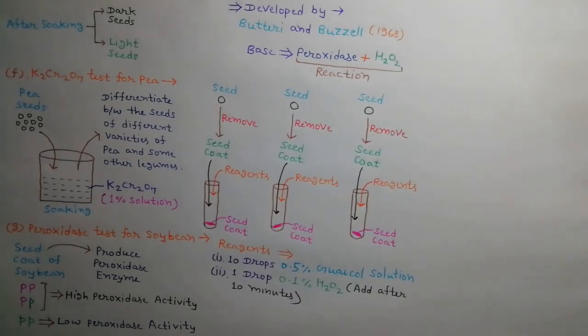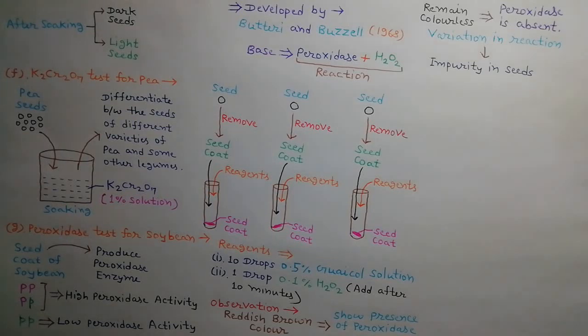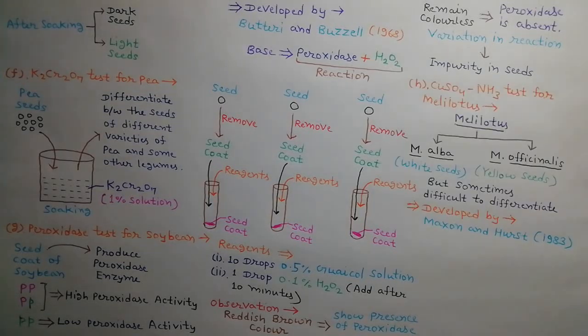In this test, seed coats of individual seeds are removed and placed in separate test tubes. In each test tube, 10 drops of 0.5% glycol solution are added and after 10 minutes, 1 drop of 0.1% hydrogen peroxide is added. If reddish brown color is developed in the solution within 1 minute, it shows the presence of peroxidase, and if it remains colorless, no peroxidase is present. Variation in reaction confirms impurity in seeds.